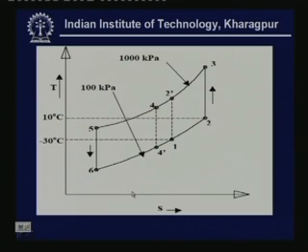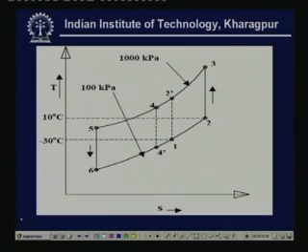Now, let me show the cycle on TS diagram. As I said, the second step is to show the cycle. So, here I am using a TS diagram, and let me explain the various processes. Let me begin at this point. This is the inlet to the compressor. So, the air is compressed reversibly and adiabatically. So, entropy remains constant during this process. So, this is the reversible and adiabatic compression. Okay.